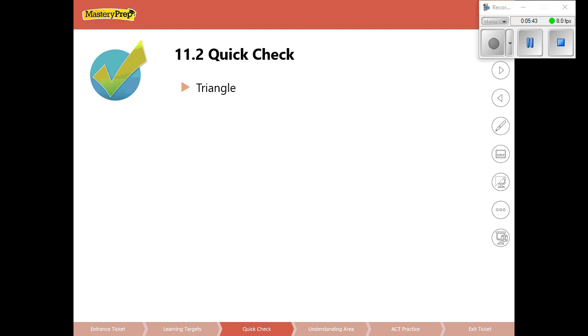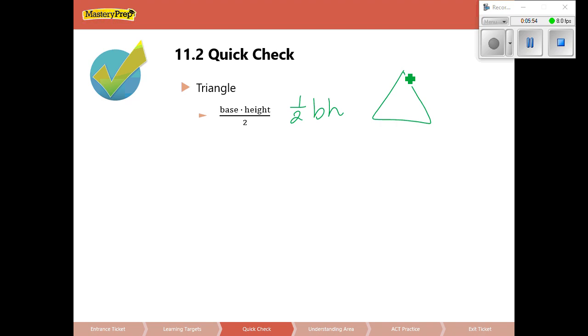That'd be the sum of the interior angles. The area of a triangle is 1/2 of the base times the height. And the height is always the distance from one of the vertices to the other side, forming a right angle. Now, if it is a right triangle, the base and height are always the two sides where the right angle forms.